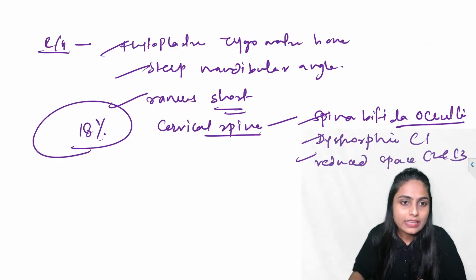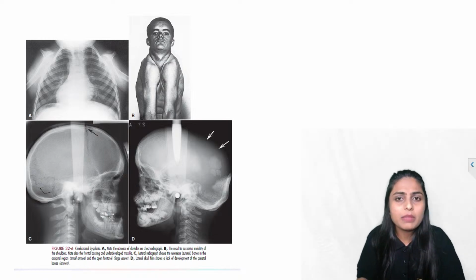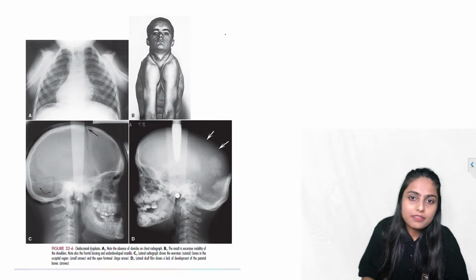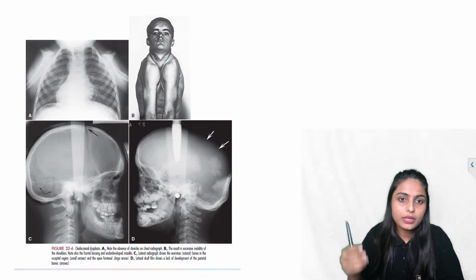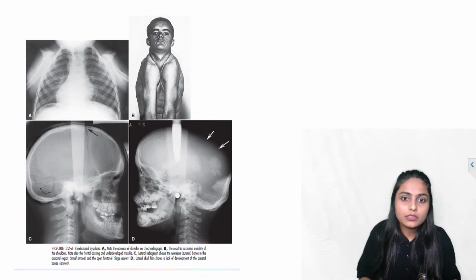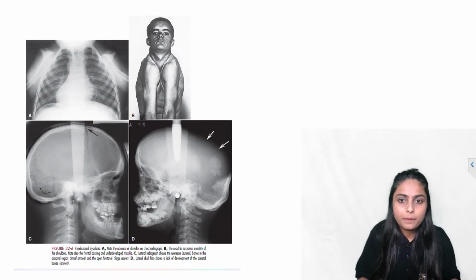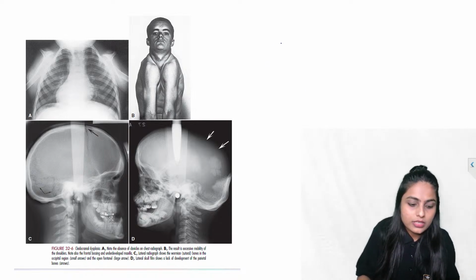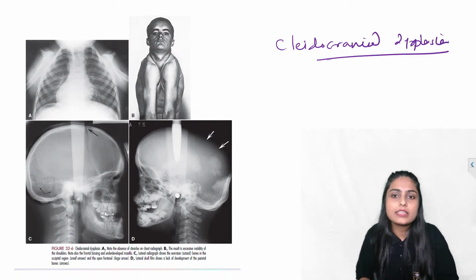All right. Next syndrome that we have, after seeing the image only, you can identify this syndrome. You can answer in the chat box. I can see the chat box. All right, so which syndrome is this? Cleidocranial dysplasia. This syndrome is cleidocranial dysplasia, right?